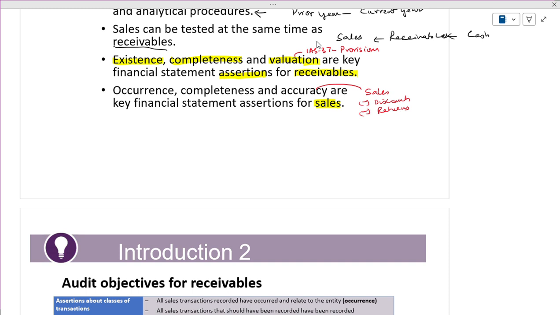Then how much will they pay? Some payments will not be settled over a period of time. Then there should be a reason why it has not been settled. These are the things we are talking about in terms of occurrence, completeness and accuracy.